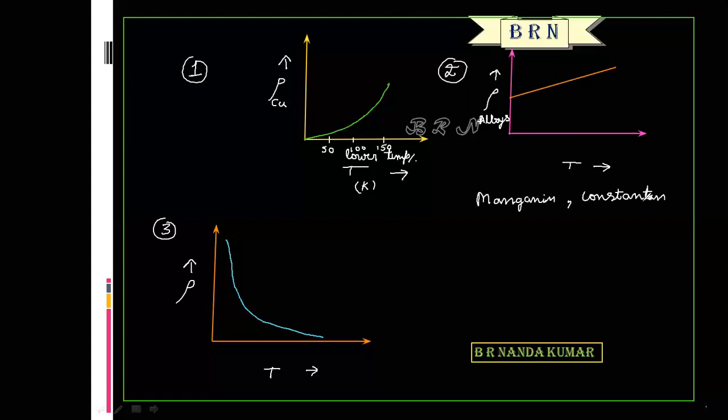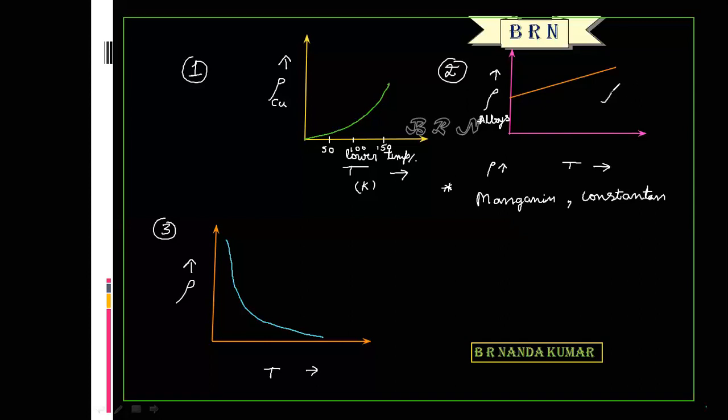This point is very important. Manganese and constantan are used for making standard resistance coils. Why are manganese and constantan used for making the standard resistance coils? Because the resistivity is very high and the temperature coefficient is low, so the change in resistance is very small.